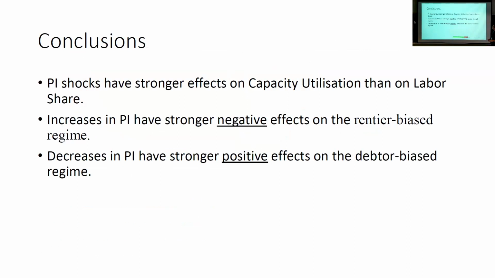So what we have as takeaways or conclusions from here: Pasinetti shocks have strong effects on capacity utilization, stronger than on the labor share, but anyway, I think we have here evidence for our ordering of variables, that the Pasinetti index affects income distribution, and then it goes to aggregate demand. And increases in the Pasinetti index have a strong negative effect if we are in the rentier bias regime. So if we are already in a regime in which the rentiers are getting a higher share, and the Pasinetti index goes even further, we have stronger negative effects on aggregate demand. And the opposite happens if we are in the debtor bias regime. So if the Pasinetti index is at a negative value and it drops even further, this decrease in the Pasinetti index will have a positive effect on income distribution and on aggregate demand.